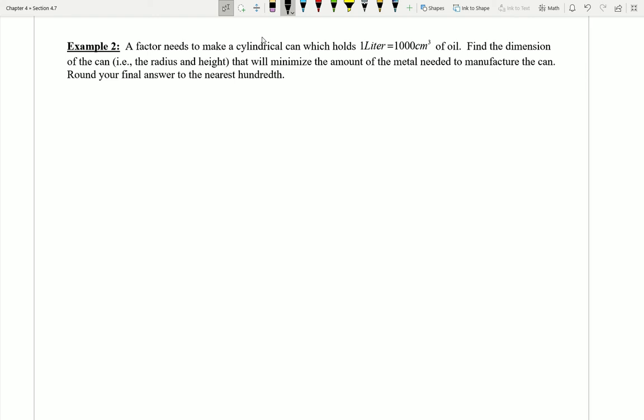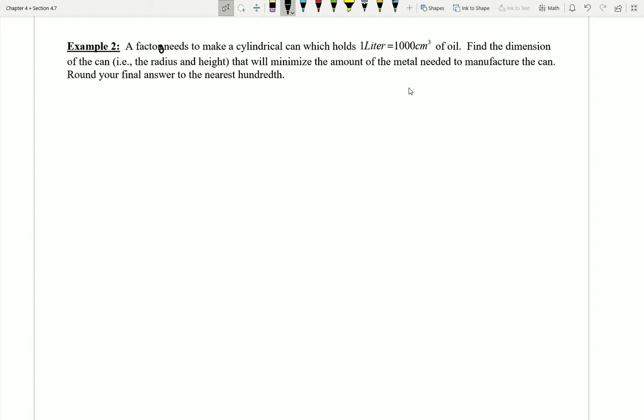So let's take a look at another example where we're going to try to optimize a particular quantity. Let's see what we have here. Looks like I have a small typo to start. A factory needs to make a cylindrical can which can hold 1 liter, which is the same as 1,000 cubic centimeters of oil. Okay, so a factory is producing cans of oil.